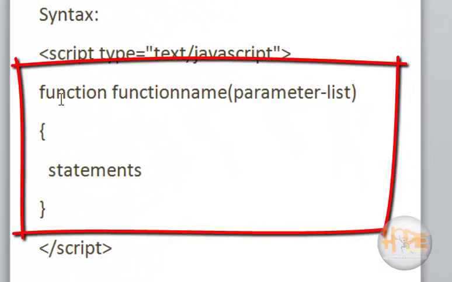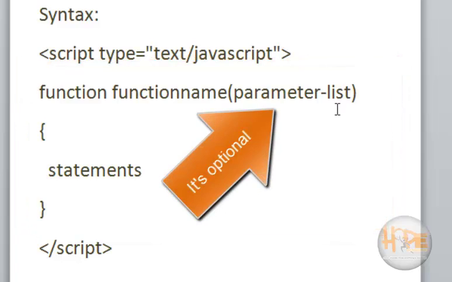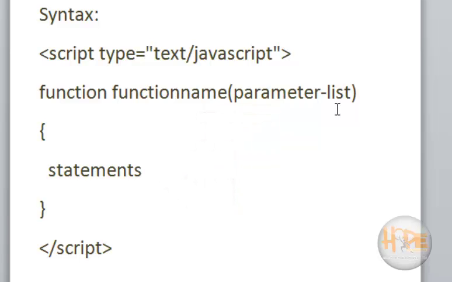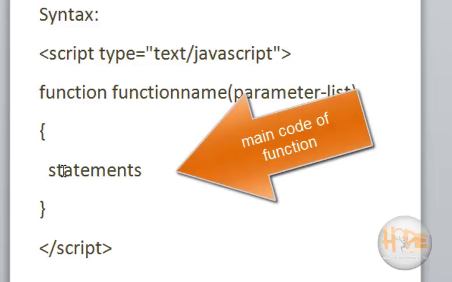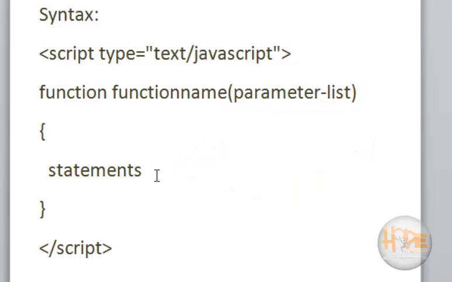Here, function is a keyword which we should write before the name of function. Here, function name is name of function and parameter list. In this list, we can pass any value if we want to pass it into function. It may be null or blank. Statement. This statement contains the code which is used to perform any task.